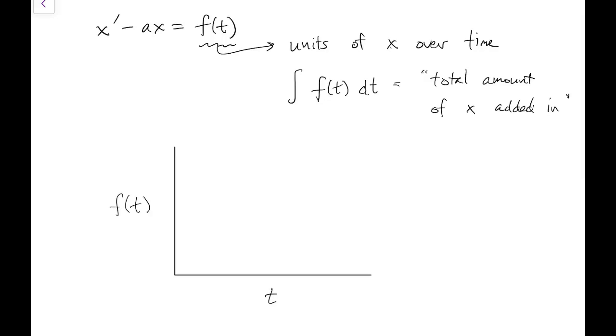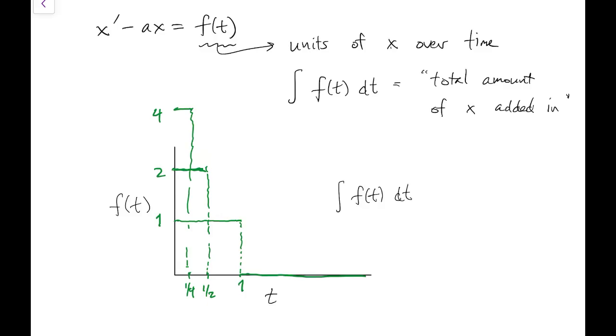We could start with a window of length 1 and height 1. Then we could replace that with a window of length 1/2, but it would have to have height 2 in order to keep the total amount constant. And then we could use width 1/4 with a height of 4, and so on. The idea is that we always keep the total amount added to the system constant, but deliver it over shorter and shorter time periods.